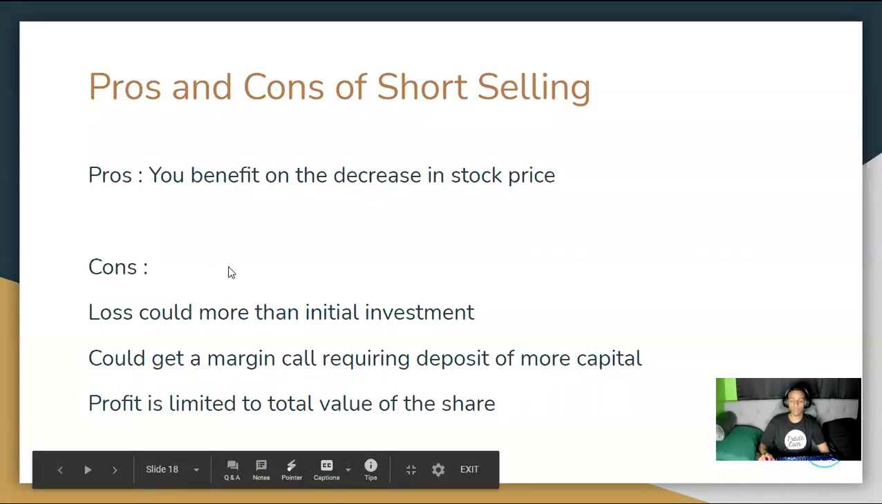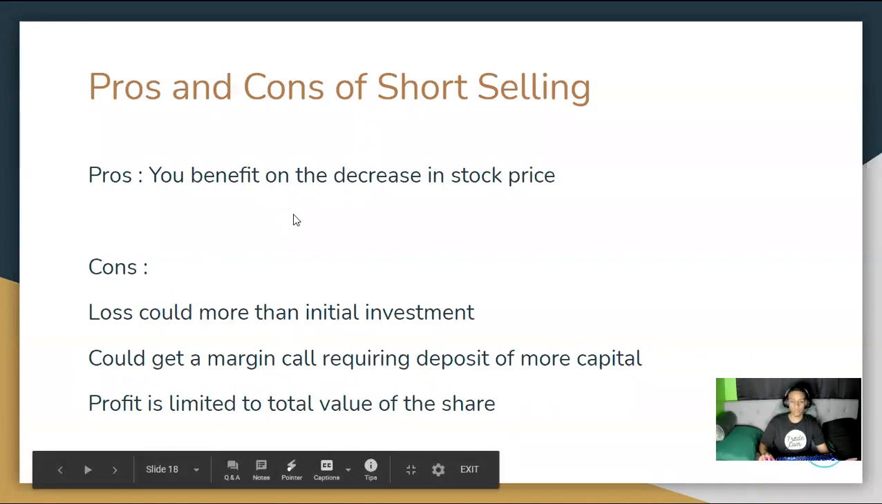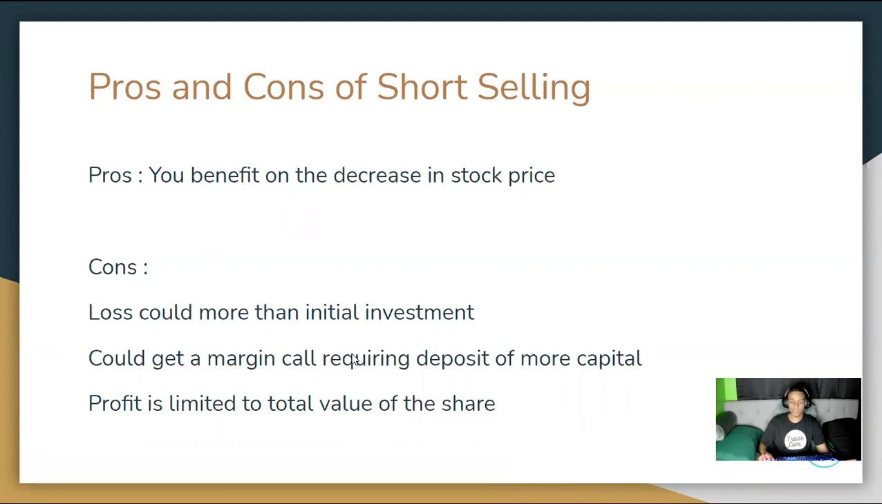So if I short Apple and it's worth $100 per share, the max amount that I can make off that position is $100. That's if Apple goes to zero, right? Stocks are usually trending to the upside, so this is another reason why you want to avoid short selling. Now you could get a margin call. Usually, if you're shorting a stock, you have a margin account.